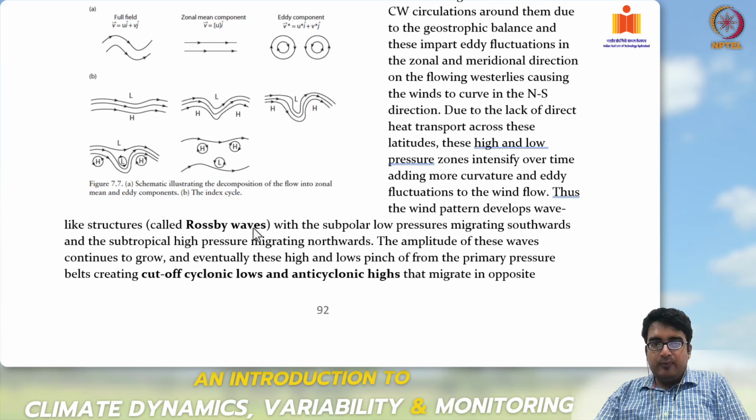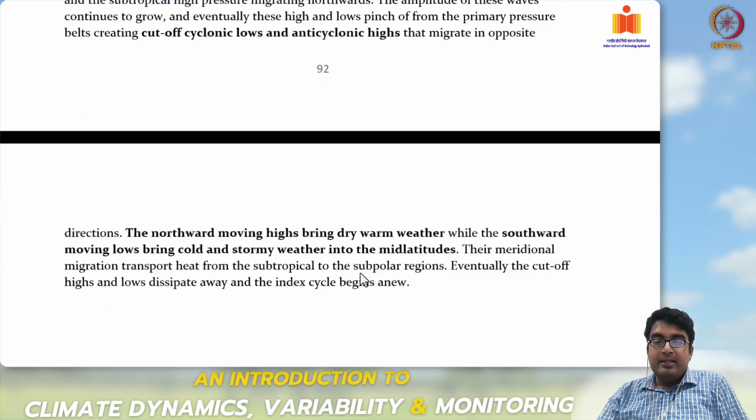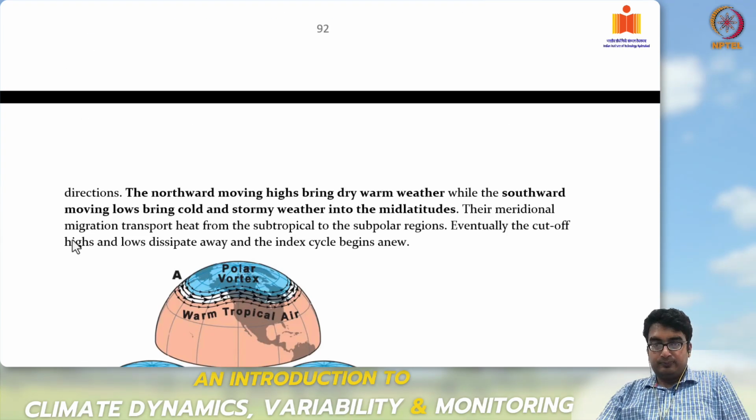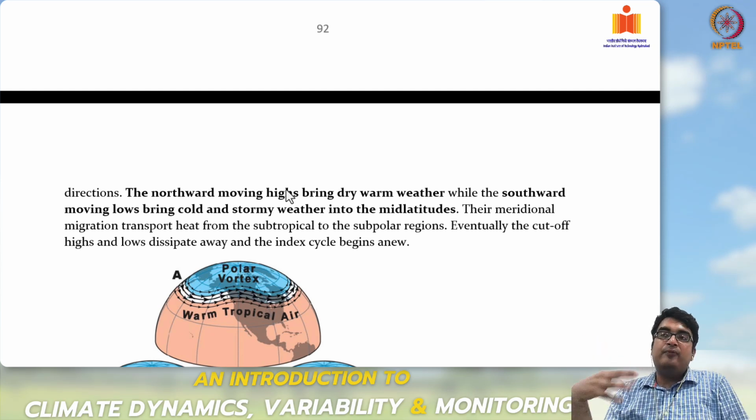So, these are the Rossby waves, with subpolar low pressure migrating southwards and the subtropical high pressure migrating northwards. The amplitude of these waves continues to grow and eventually these highs and lows pinch off from the primary pressure belts, creating cut-off cyclonic lows and cut-off anticyclonic highs that migrate in the opposite direction. The northward moving highs bring dry, warm weather from the subtropics, while the southward moving lows bring cold and stormy weather from the subpolar regions.